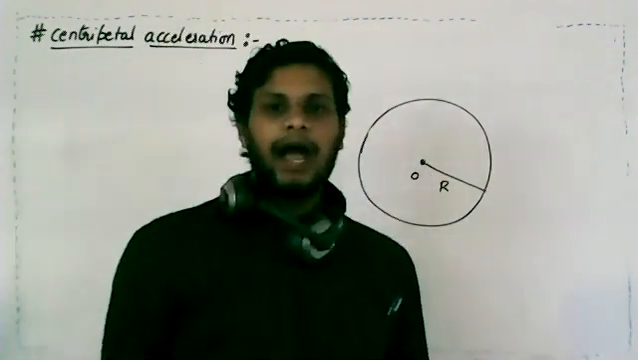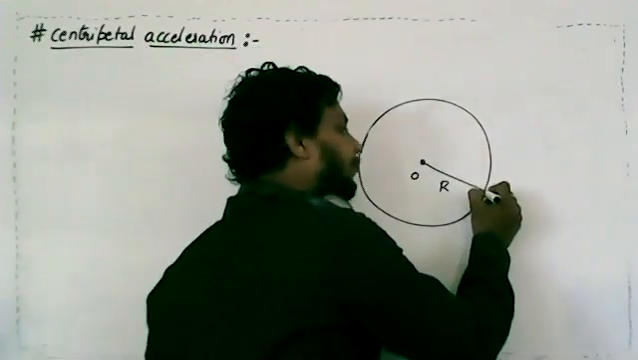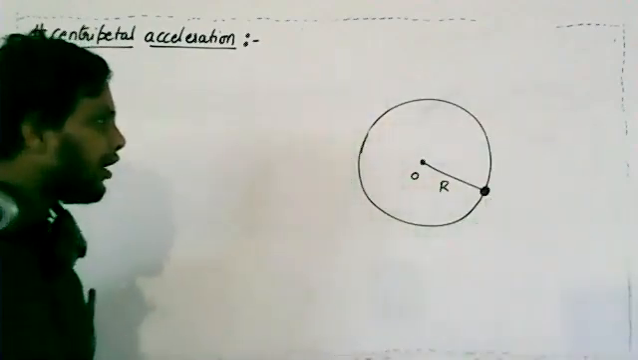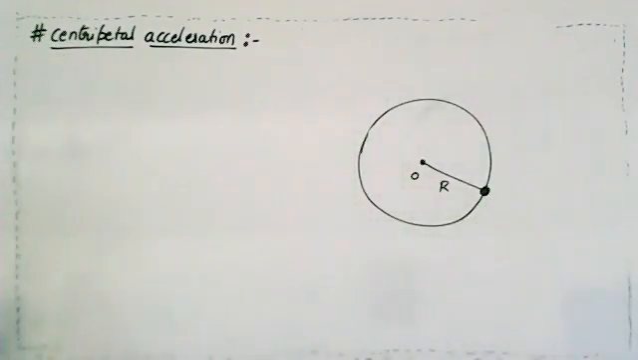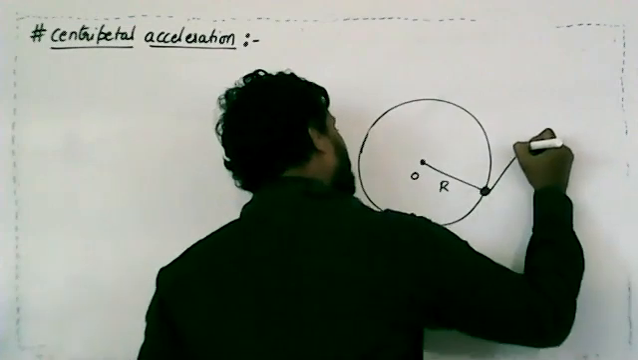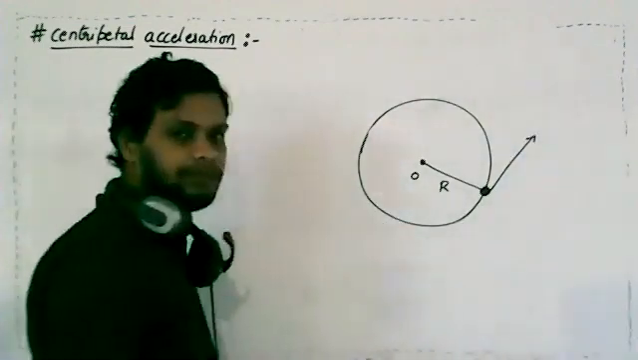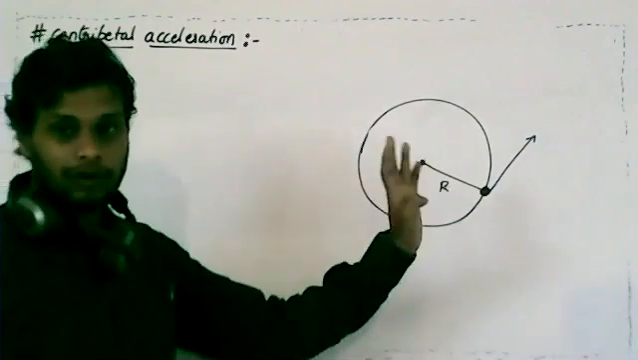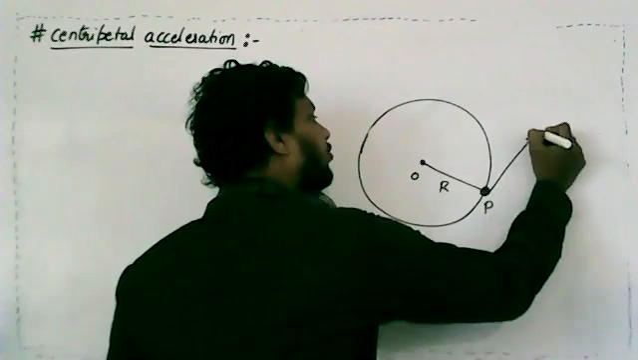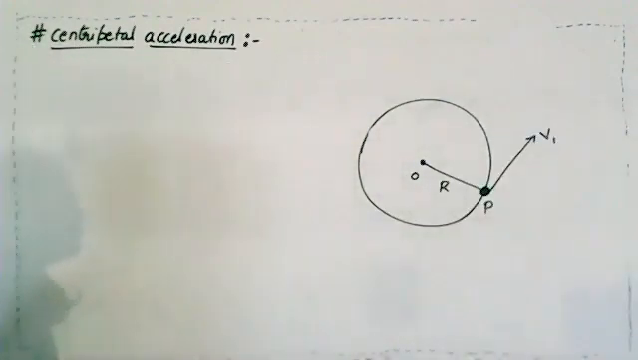Now, at this point, if you draw the tangent, what does the tangent give in circular motion? Yes, velocity. The tangent gives the direction of velocity at that point. Now at this point P, I will consider the velocity as, for example, V1.